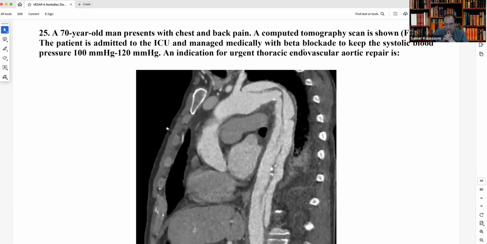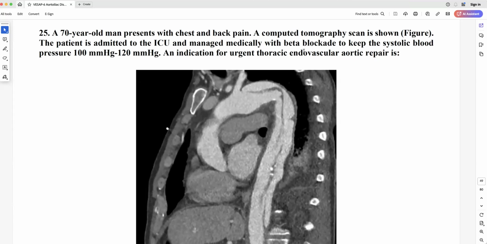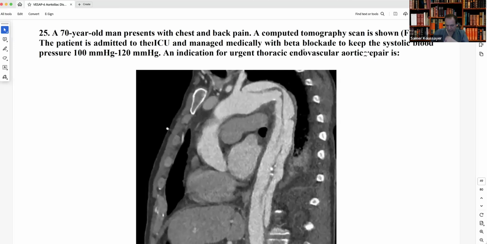Correct. Is it complicated? They didn't mention anything about complication, just chest pain and back pain, right? Yes. So this is an uncomplicated type B dissection. The indication for urgent thoracic endovascular repair is when he develops symptoms, right? This is usually the urgent situation. Otherwise, this one should be treated medically. Uncomplicated type B dissection without risk factors, we treat medically. And this one, I don't see any risk factor.